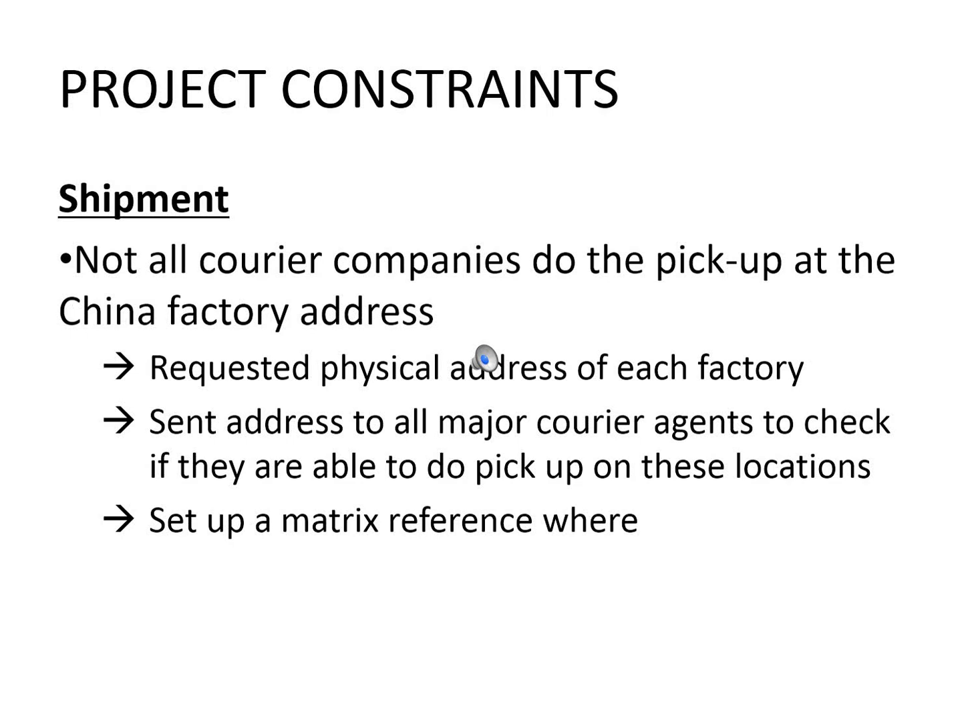Regarding the shipment process, we learned that not all courier agents are able to do pickup service from the China factories' addresses. We gathered the addresses of all 3 factories and sent the information to major courier agents to check if they can provide a pickup service. Some courier agents do 2 out of 3 factories, some do only 1 factory, etc. We were able to make a matrix that allows us to quickly see the agents we need to work with for the shipment related to each factory.